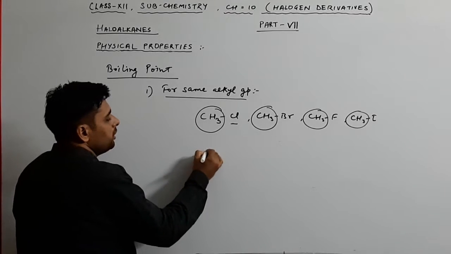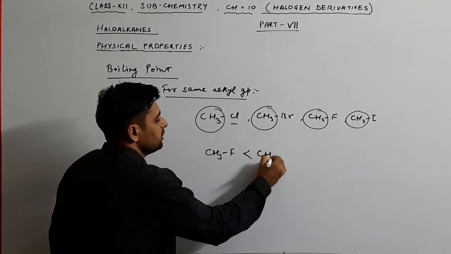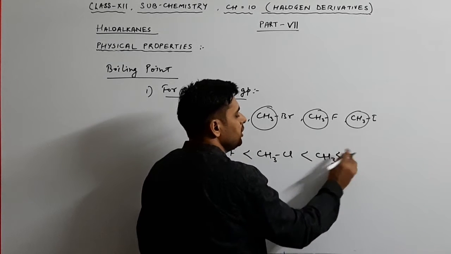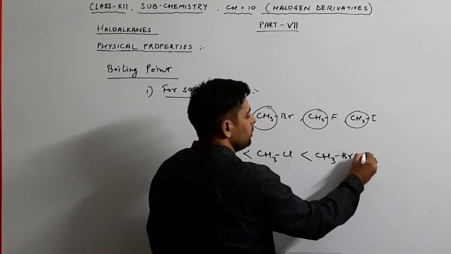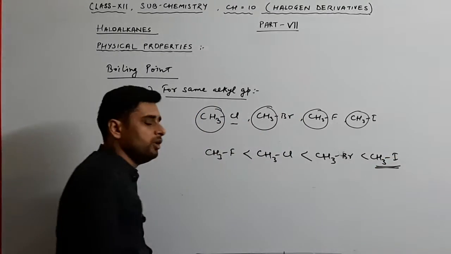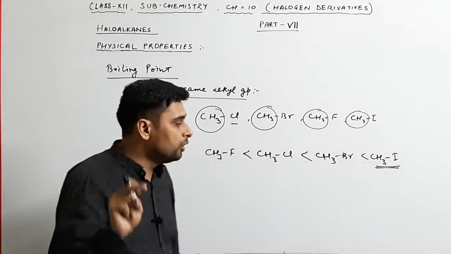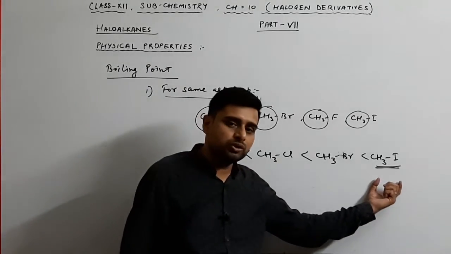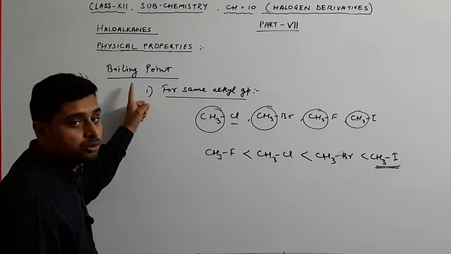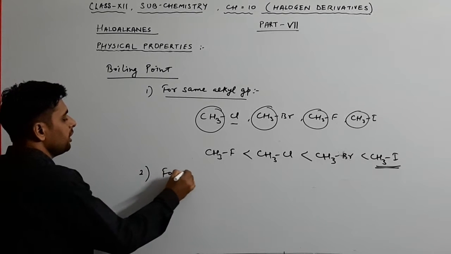The order here: CH3F has less boiling point than CH3Cl, then CH3Cl has less boiling point than CH3Br, and CH3Br has less boiling point than CH3I, because this compound has more molecular weight. Due to the increase of molecular weight, van der Waals force of attraction also increases, and due to increase of van der Waals force of attraction, boiling point also increases. Now the second step, that is for same halogen.